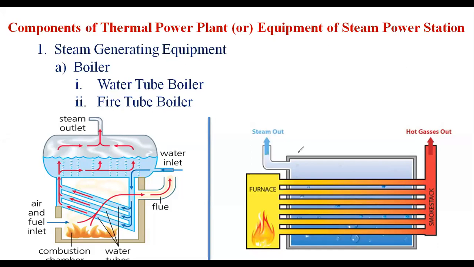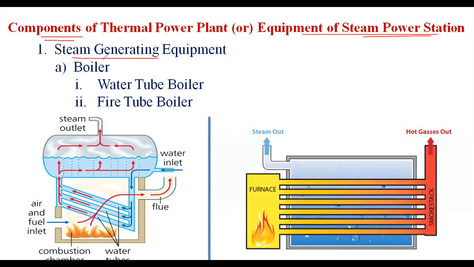Once the coal is burned in the boiler furnace, the output, that is 30 to 40% in terms of unburnt fuel or ash, is collected in the ash handling plant. After that, from the ash storage plant, it should be sent away from the power plant once a week or once in 15 days. Now, these are the components of the thermal power plant, or the equipment of the steam power station.